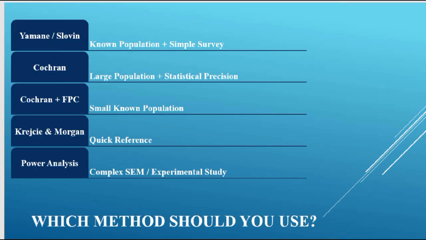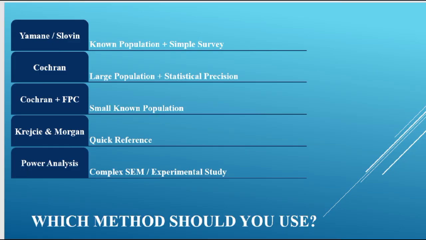Which method should you use? There is no single answer. If you have a known population and are conducting a relatively simple descriptive survey, Yamane Formula can be a practical option. Slovin's formula is also commonly encountered, although its statistical basis and original source are less clearly documented. If you need a more statistically rigorous calculation and have information about confidence level, margin of error, and population variability, Cochran Formula is a stronger choice.